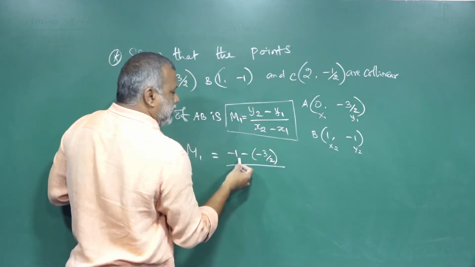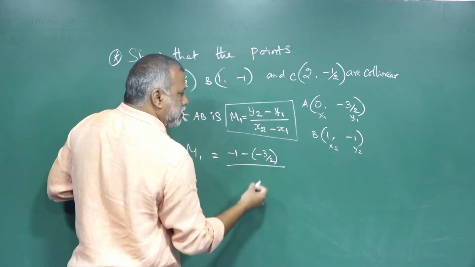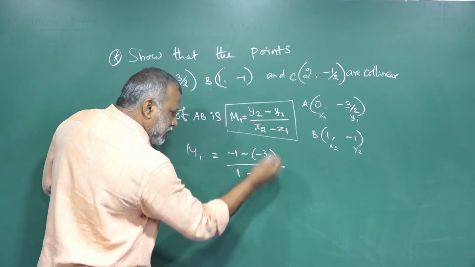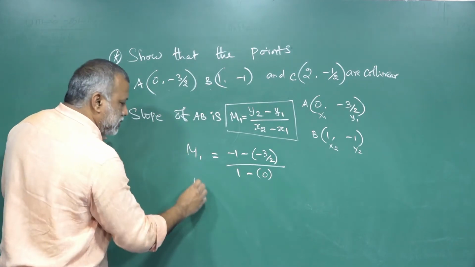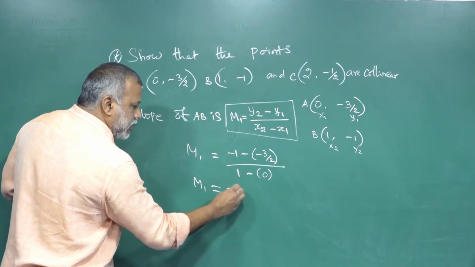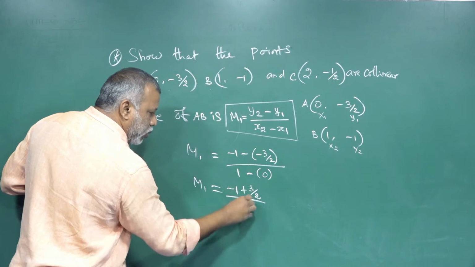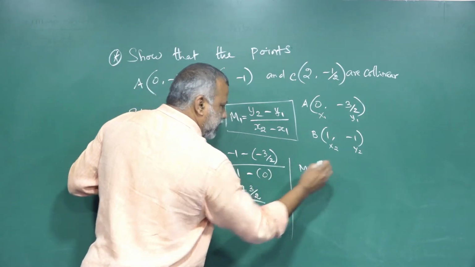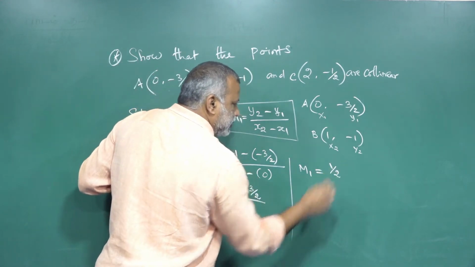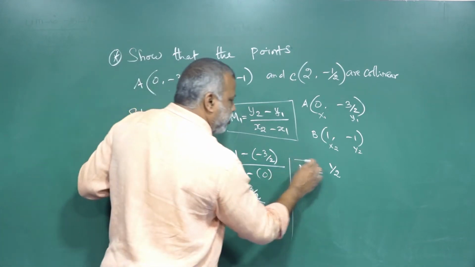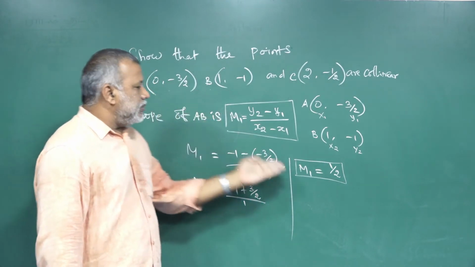Here y2 is minus 1. Again already we are having a negative symbol. Then y1, negative 3 by 2. In the same way x2 is 1. Again minus, already we are having 0 as x1. Then to simplify, negative 1. Negative of negative becomes positive 3 by 2, divided by 1. Then we are able to simplify this one. m1 is equal to 3 by 2 minus 1. We can get 1 by 2, divided by 1, that is also the same. So m1 equal to 1 by 2. Say this is the slope of AB, that is m1.